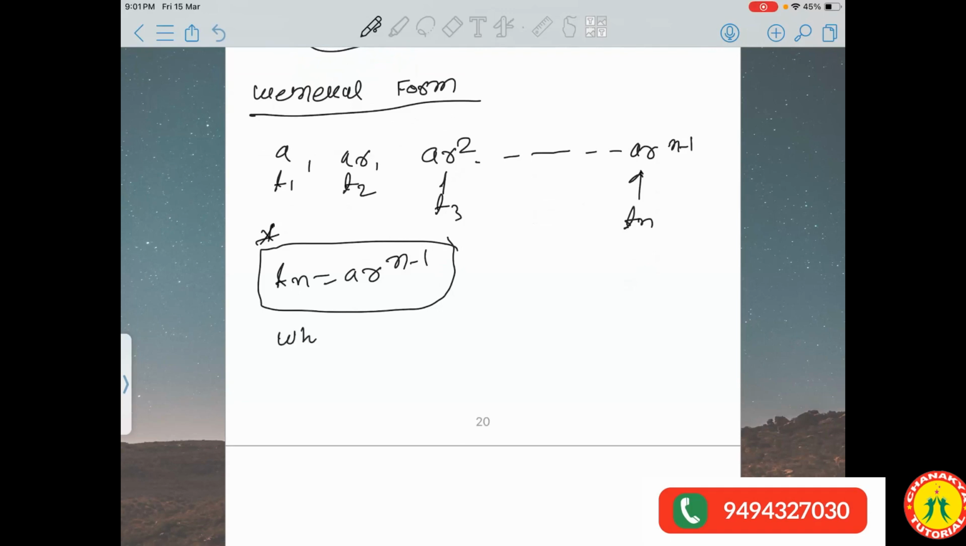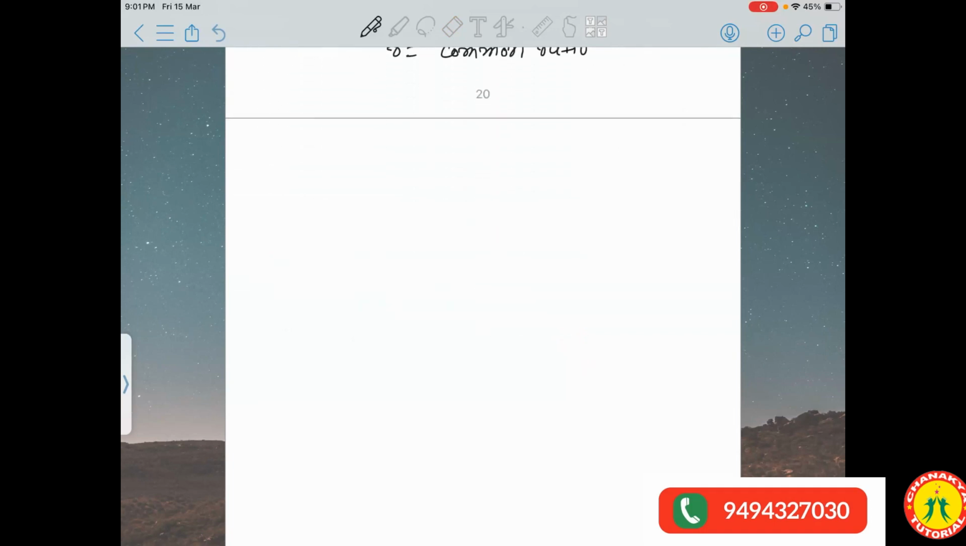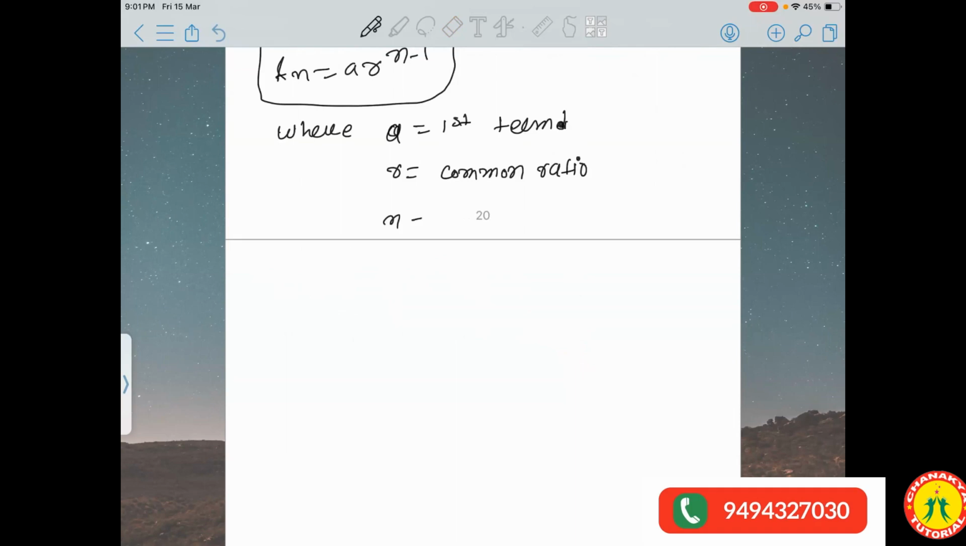Where A is the first term, and R is the common ratio. N is the number of terms. And n belongs to natural numbers. N will always be a natural number, right? N belongs to natural numbers.